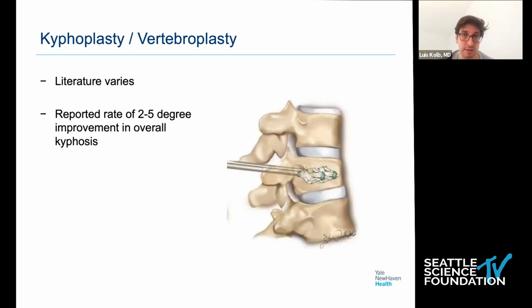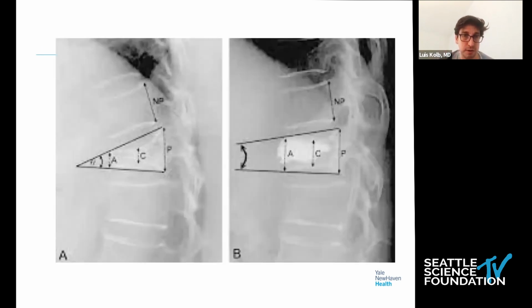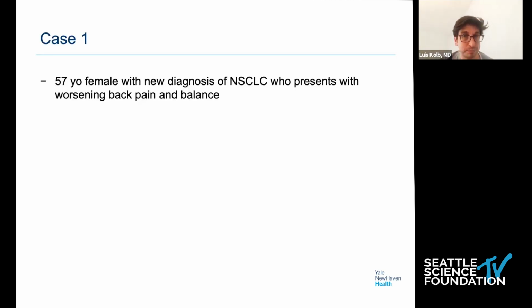Kyphoplasties and vertebroplasties, at least from the literature, can also improve some of the lordosis and kyphosis. Reportedly about 2 to 5 degrees can be returned with just kyphoplasties themselves. Here's an example of a kyphoplasty procedure where, like I said before, just positioning the patient on the table, you get your 5-10 degrees or so from the mobile segment. And then by the cement creating a more rigid construct, you can maintain that new alignment post-operatively.